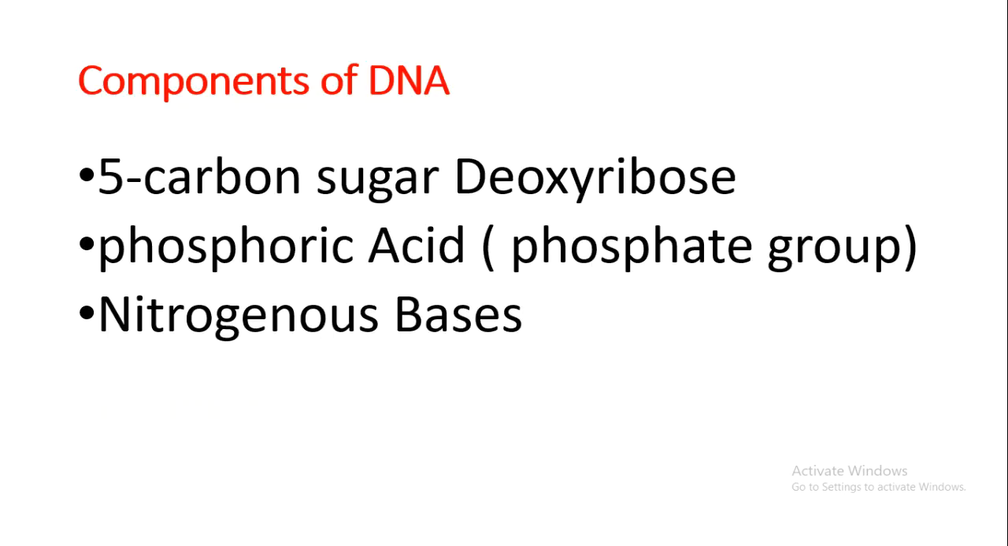Now we shall look at the components of the DNA. We know DNA, being a double helix, has building components, like the building blocks of a house, the building blocks of anything. So the DNA has got a 5 carbon sugar, something having 5 sides called a pentagon. So here we say a pentose sugar, or 5 carbon sugar, deoxyribose. Phosphoric acid or phosphate group.